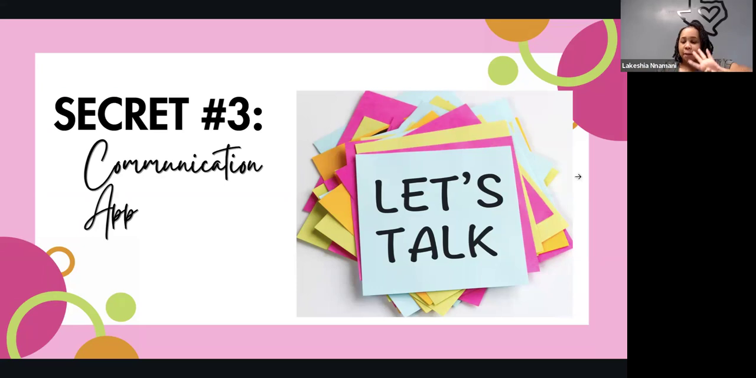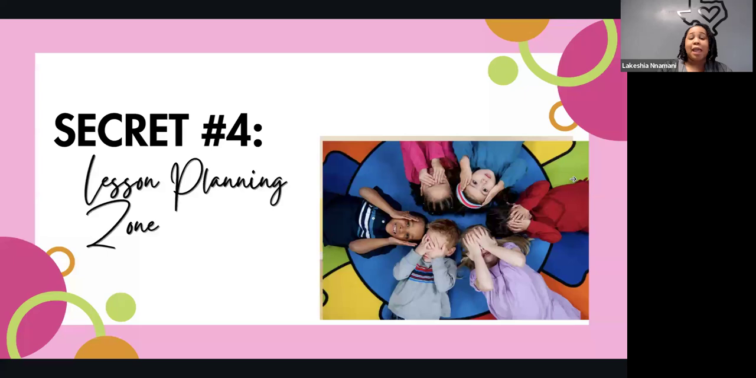All right. Tip number 4 is a lesson planning zone. So in all of your classrooms, you should have a specific zone where lesson plans are kept. No matter if the teacher is there, no matter if you have to put a floater in there, no matter if you have to put a sub in there, no matter if you put a new teacher in there, everyone knows where to go, because we're going to have a sign that says lesson planning zone.